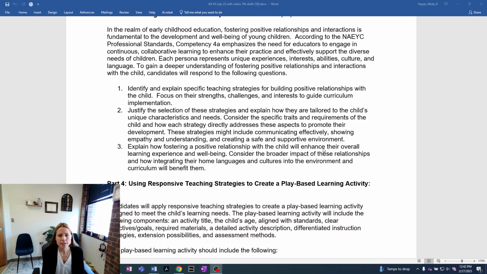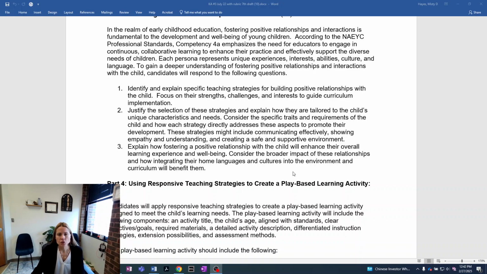Now, the strategies that you listed in 1 might include something with communication. Well, how do you communicate effectively with the child? Maybe it shows empathy and understanding. Maybe it's about creating a safe and supportive environment. Whatever it is, and these are just examples I listed, you have to think about those strategies that you chose really are connected and tailored for that specific child, your case study persona child.